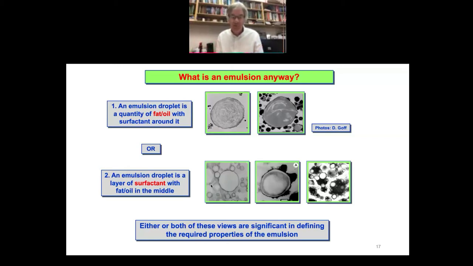So for example, if we have an enzyme, lipase enzyme, for example, the lipase enzyme can't see the triglyceride in the oil droplet if it's surrounded by protein. It just sees a very large protein ball. So it's just another way of thinking about an emulsion droplet that helps to reflect on questions like stability and activity.